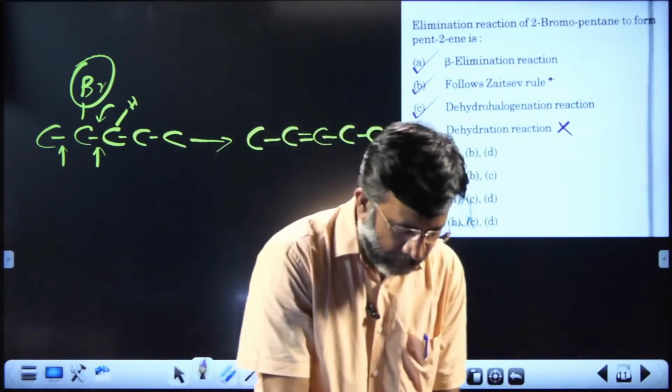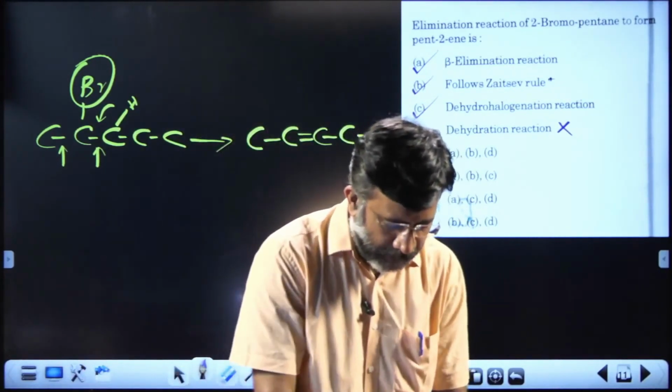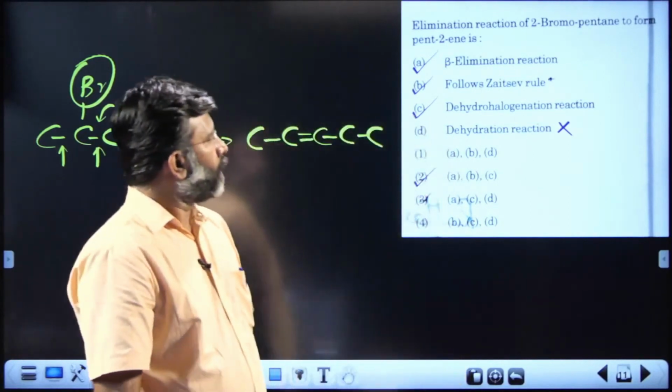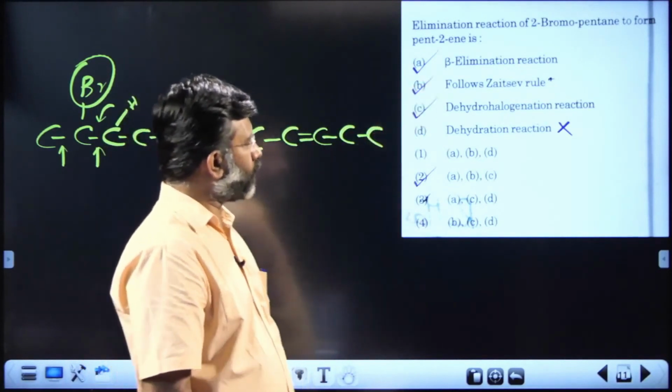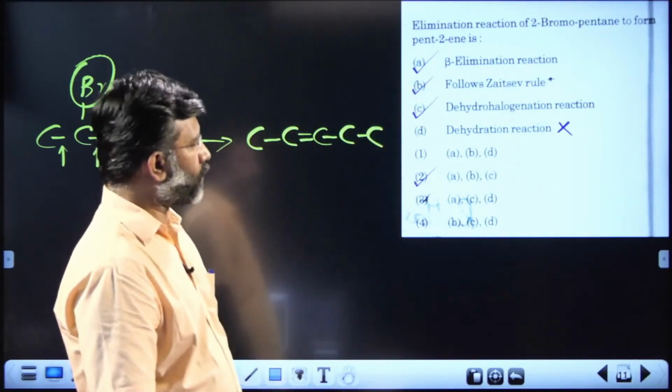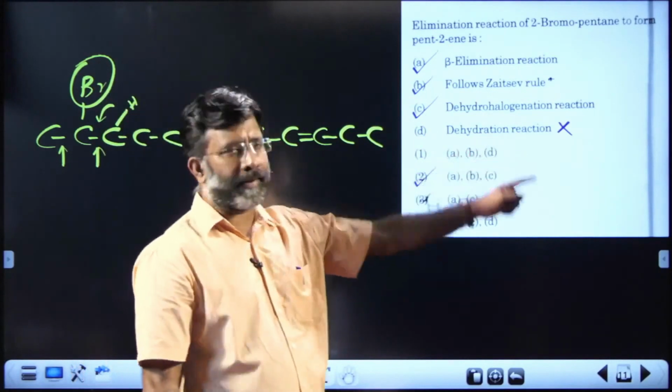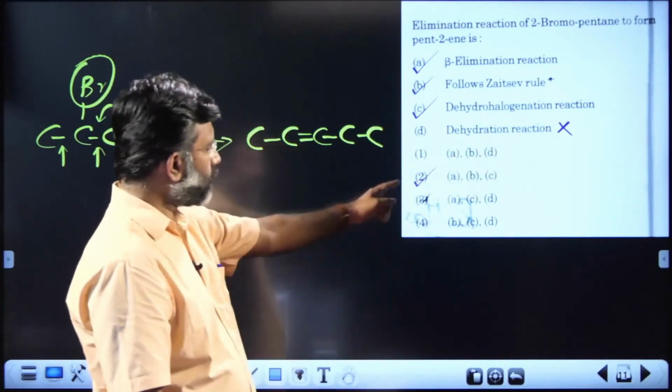That is about the 11th question. So this is an example of a beta elimination reaction. It follows Saytzeff rule and it is a dehydrohalogenation reaction. So we can see it's not a dehydration reaction. So the answer is the second choice.